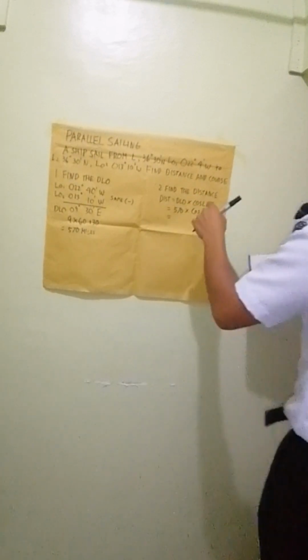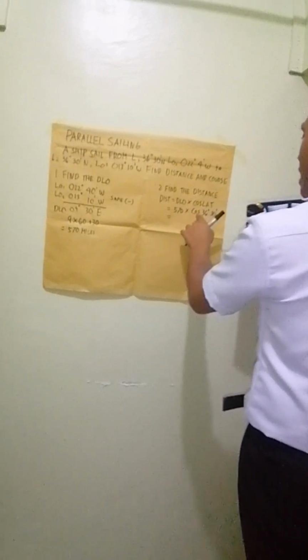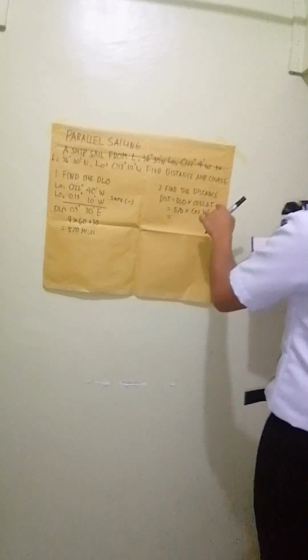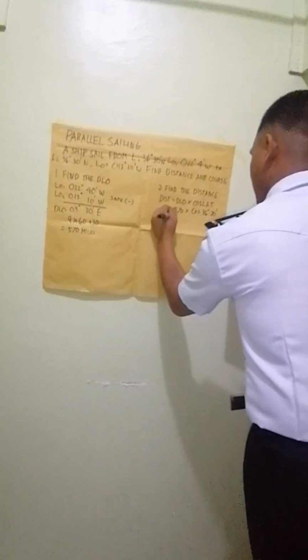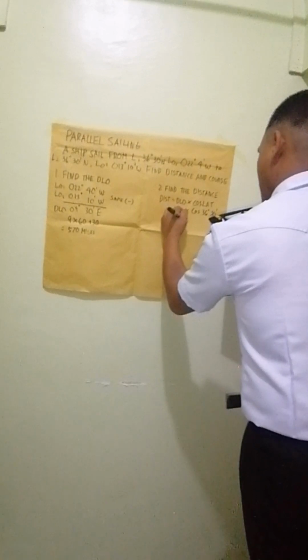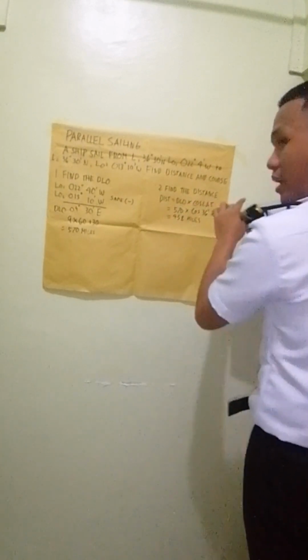You must times the 570 and cosine latitude. 570 times cosine 36 degrees and 30 minutes. And the answer of this is 458 miles or nautical miles.